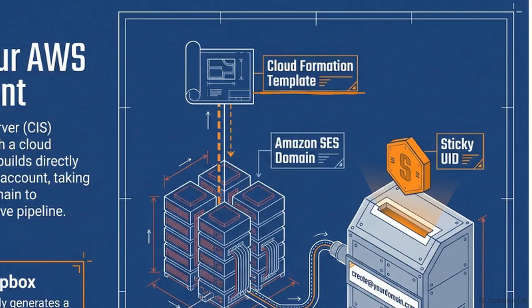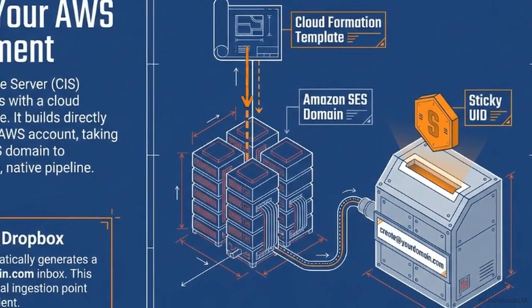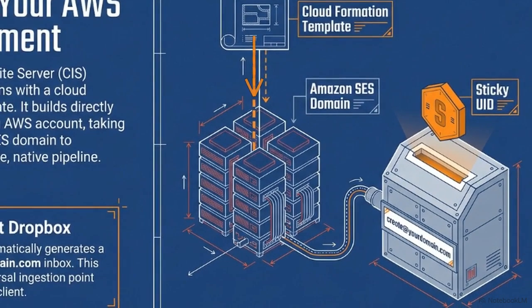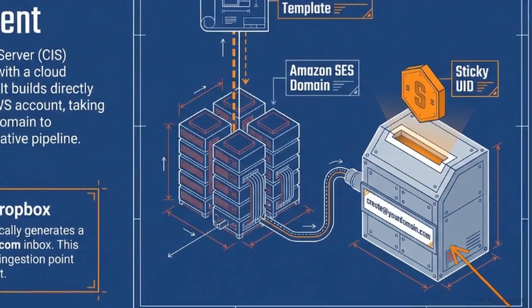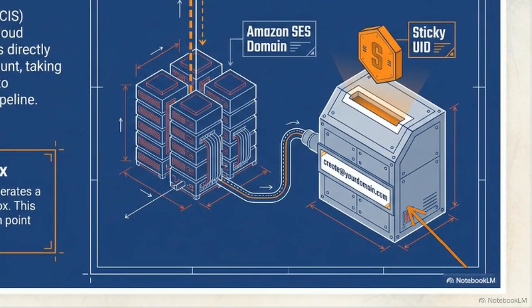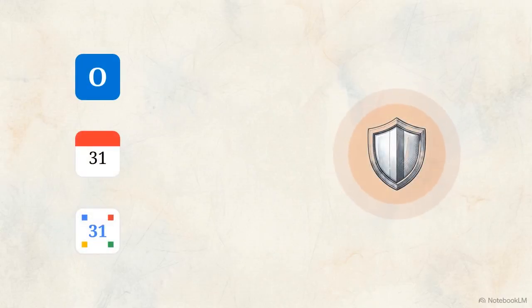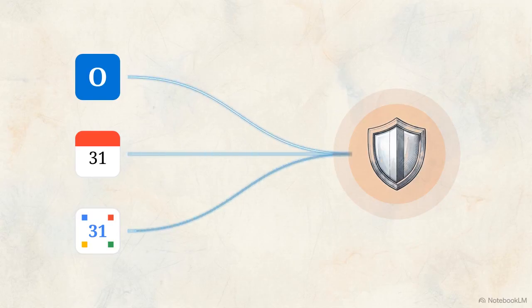Setup begins with a CloudFormation template. It executes within your account, specifically taking over a designated Amazon SES domain to establish a native pipeline. That SES domain enables the creation of a universal ingestion point, an automated createatyourdomain.com inbox. Now we have a secure endpoint. Event organizers can begin routing their raw schedule data directly into this specific inbox.